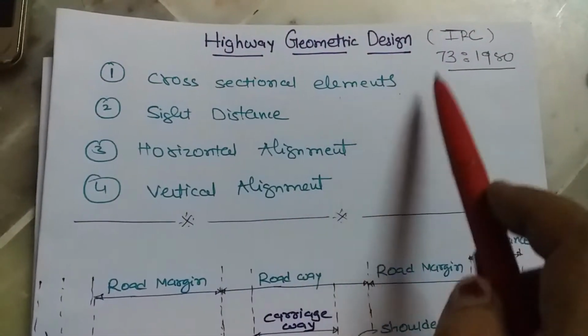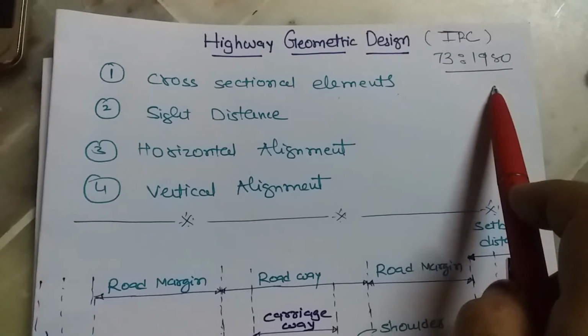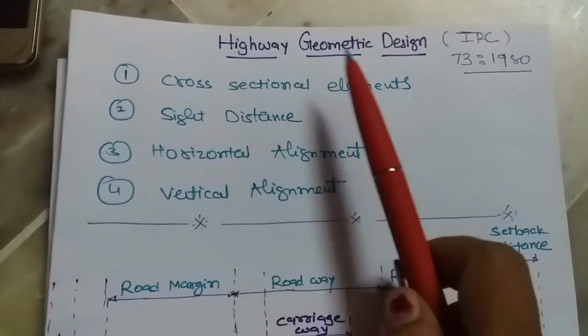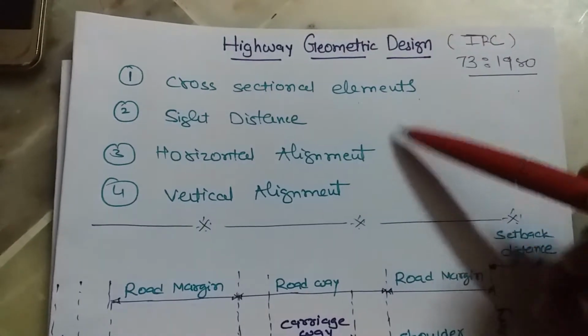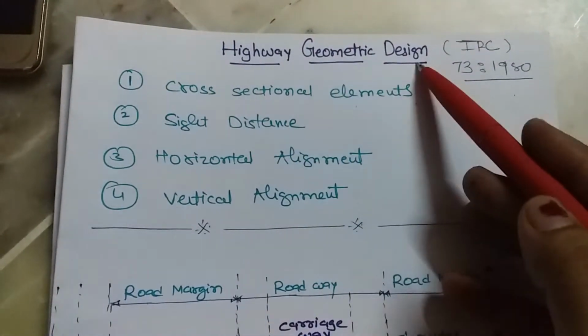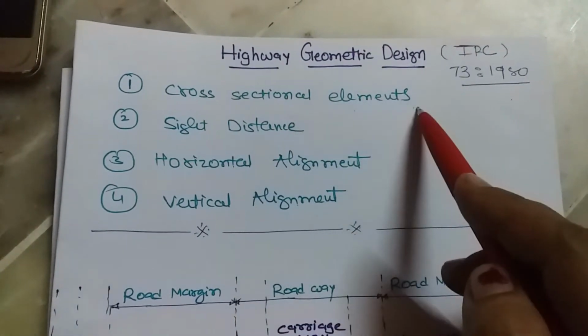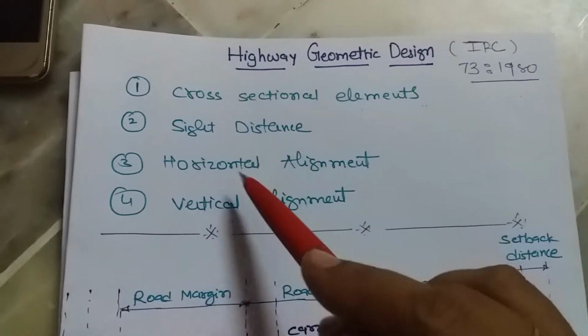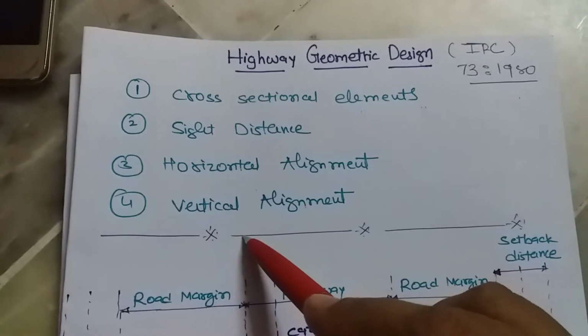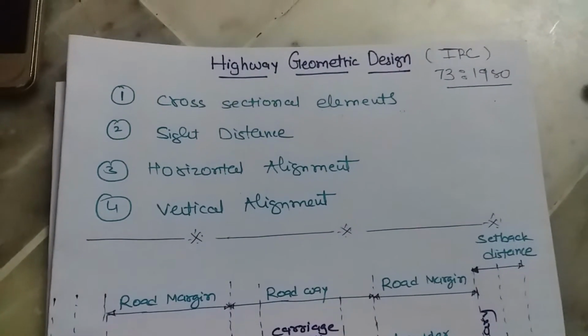We can read about highway geometric design. Okay. So basically here I am going to divide highway geometric design into four parts. First, cross sectional elements. Second, side distance. Third, horizontal alignment. And fourth, vertical alignment.